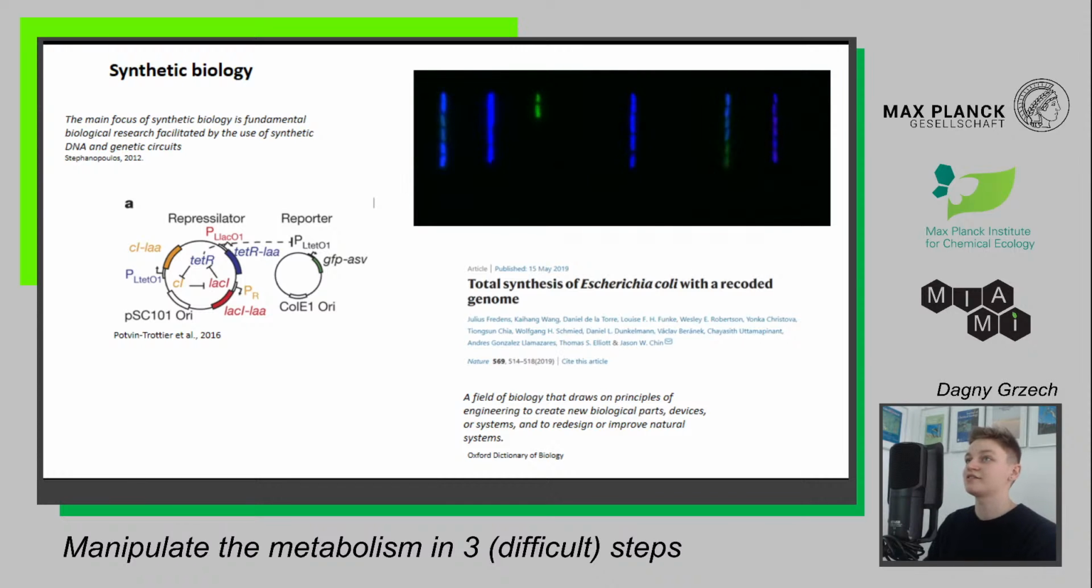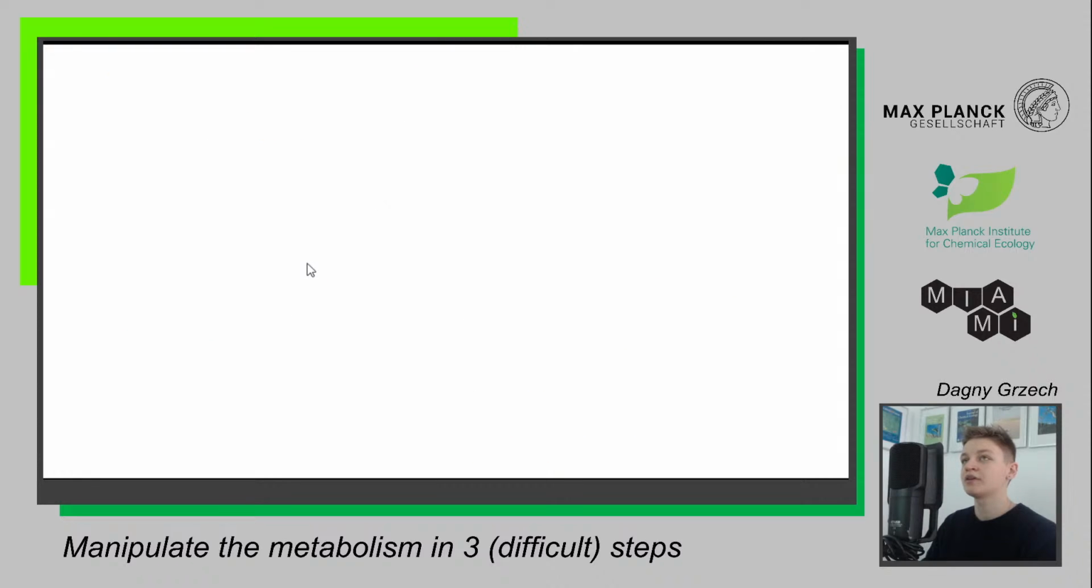And I think this is quite an awesome and very visual example of what we can do with synthetic biology tools. So yeah, that's synthetic biology.